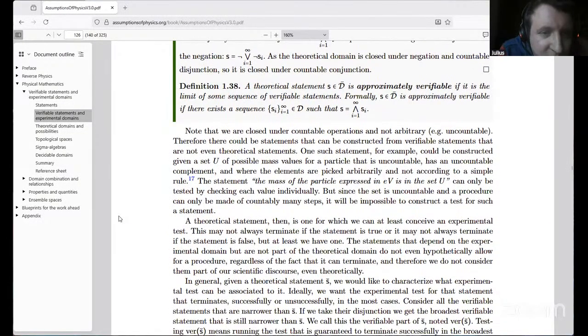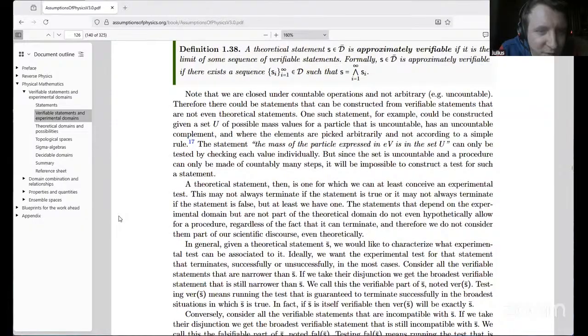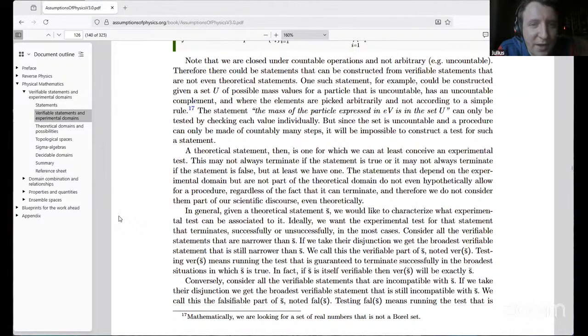Okay, note that we are closed under countable operations and not arbitrary or uncountable. Therefore, there could be statements that can be constructed from verifiable statements that are not even theoretical statements. One such statement, for example, could be constructed given a set U of possible mass values for a particle that is uncountable, has an uncountable complement, and where the elements are picked arbitrarily and not according to a simple rule. So the footnote says, mathematically, we are looking for a set of real numbers that is not a Borel set.